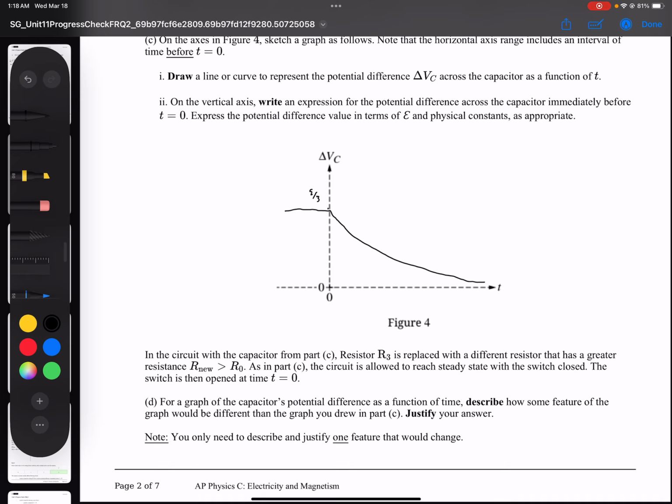For part D, it says that they replace R3 with a different resistor that has a greater resistance. R new is greater than R0, and the circuit's allowed to reach steady state with the switch closed. And then with the graph of the capacitor's potential difference, how would it change? Describe some feature that would be different from the graph we drew in part C. Justify your answer. Alrighty, so now it's circuit time.